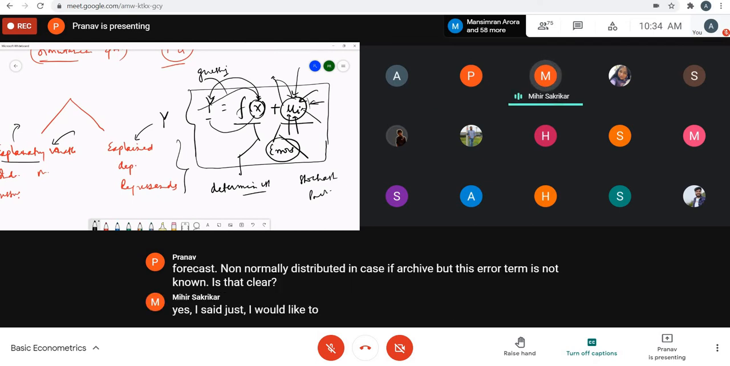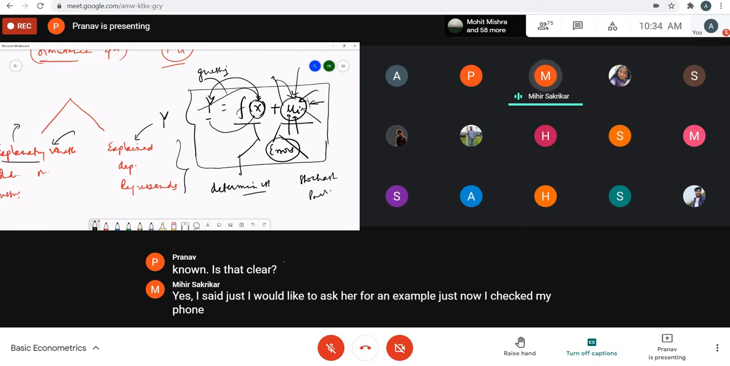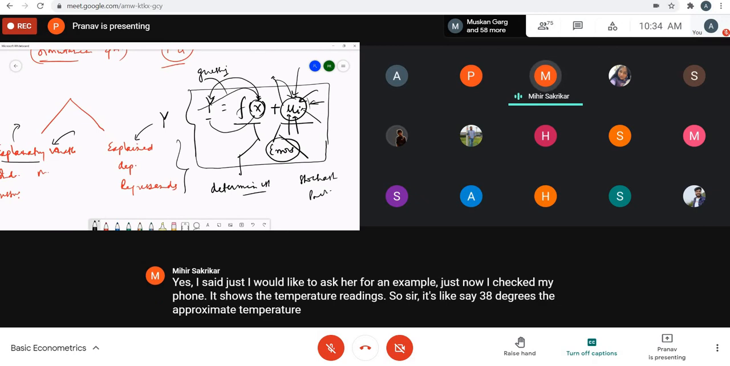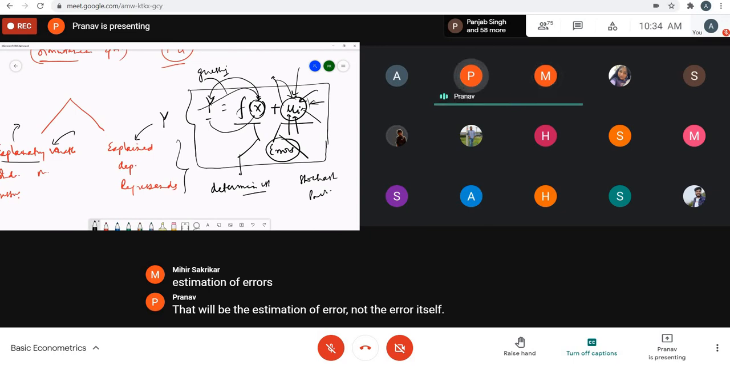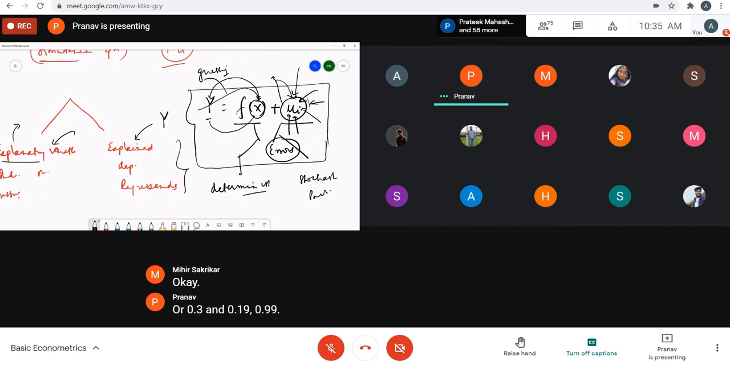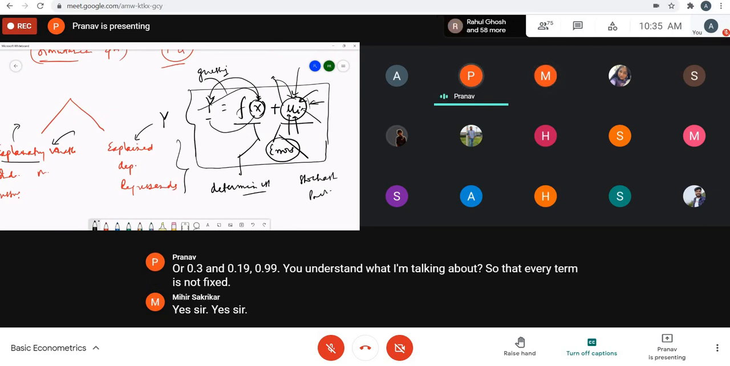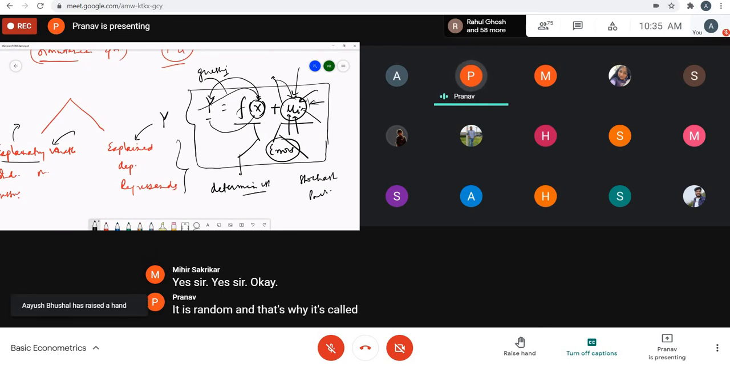I would like to ask for an example. Just now I checked my phone and it shows the temperature reading, say 38 degrees is the approximate temperature plus or minus 0.7 degrees. So can you say that 0.7 degrees is the estimation of error? That will be the estimation of error, not the error itself. If you measure it again, it might come out as 30 plus or minus 0.2, and then 0.3, 0.1, 0.9. Do you understand what I'm talking about? Yes, sir. The error term is not fixed. It is random, and that's why it is called stochastic.